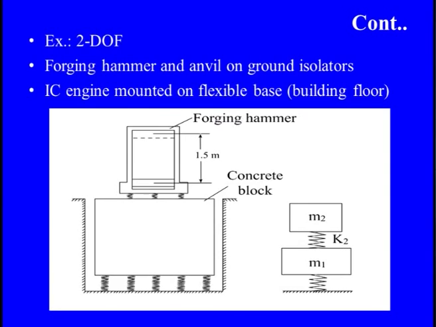We can say either the welding floor or anything. This is a clear representation: we have the entire forging hammer, and this is my concrete block. I can represent this entire hammer as one discrete mass. Another discrete mass is the concrete block. In between we have the deformation, which is nothing but the elastic deformation.